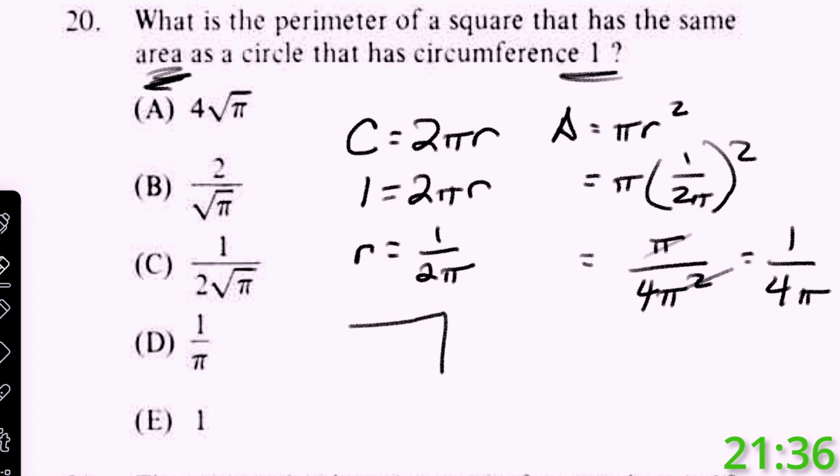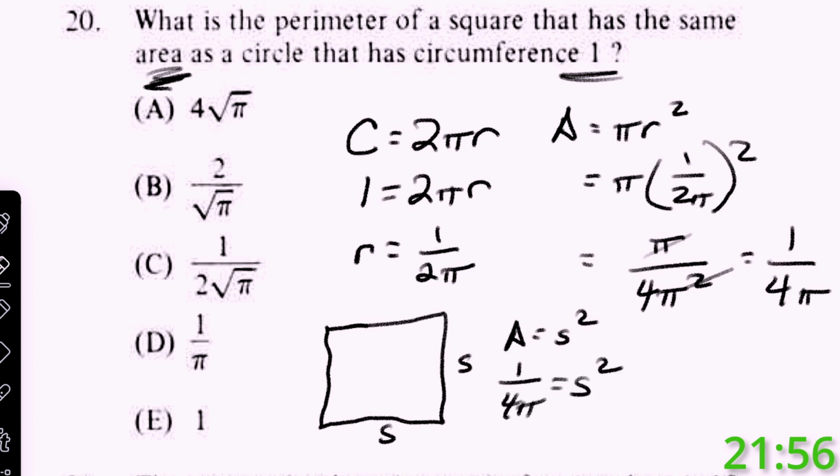And now I've got a square with that area. The area is 1 over 4 pi. It's a square, so the sides are the same. The area of the square is the side squared. We know the area is 1 over 4 pi. So S equals the square root of 1 over 4 pi, which is 1 over 2 square root pi. If I simplify it, that's one side.